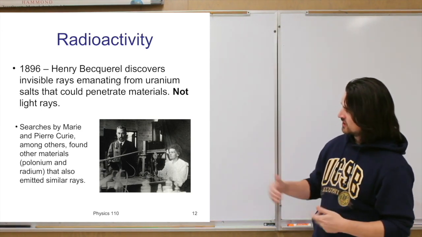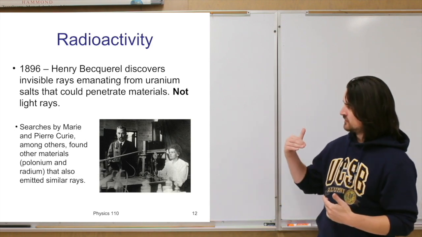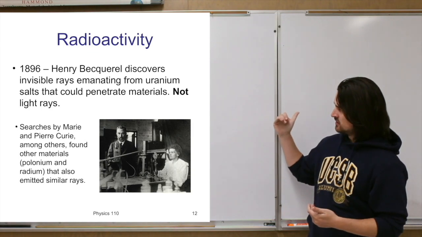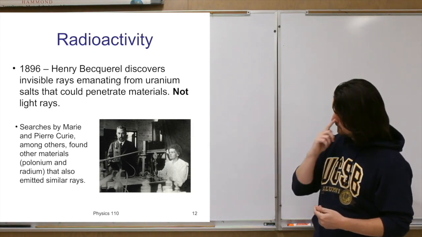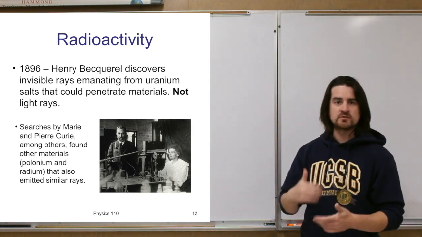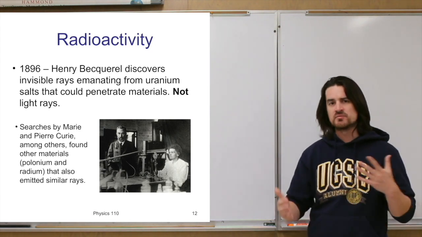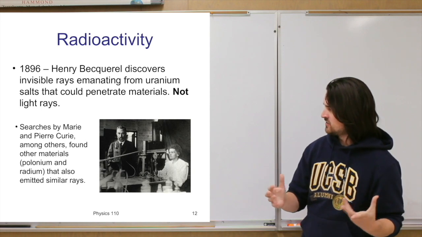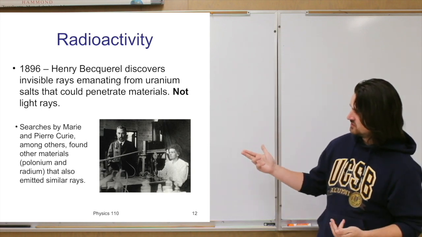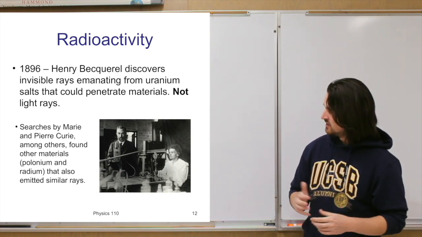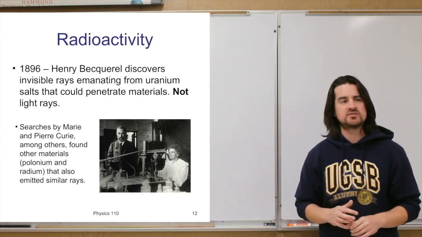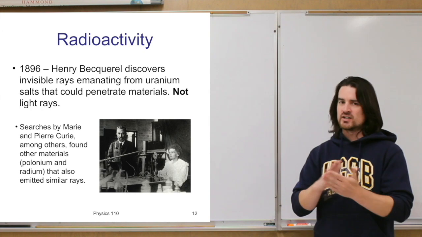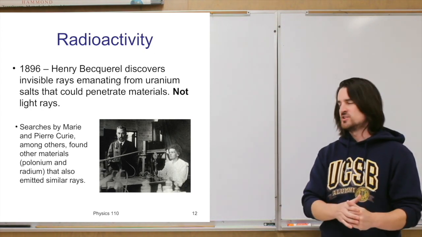And later, spurred by that, a number of people, but particularly the Curies, Pierre and Marie Curie, did more experiments and searched for other materials that would give off these same sorts of rays. And they actually found some. The Curies found polonium and radium, and they emitted similar rays. They weren't really sure what they were. They knew they weren't light, and they knew the rays could go through materials and hit other materials afterwards.